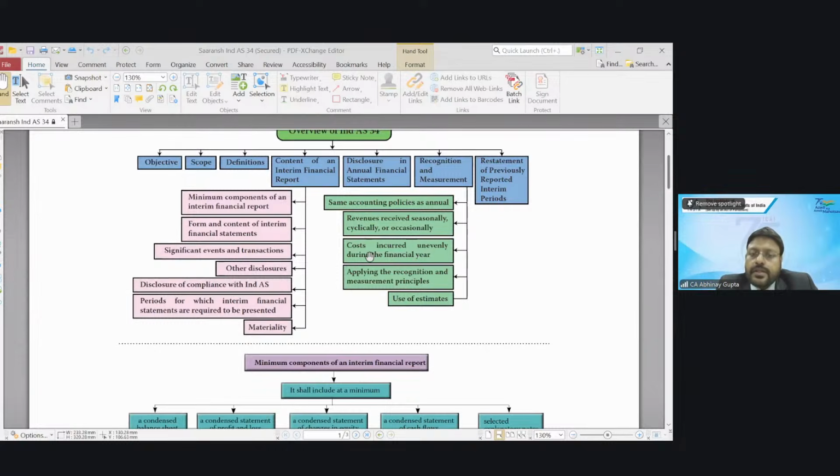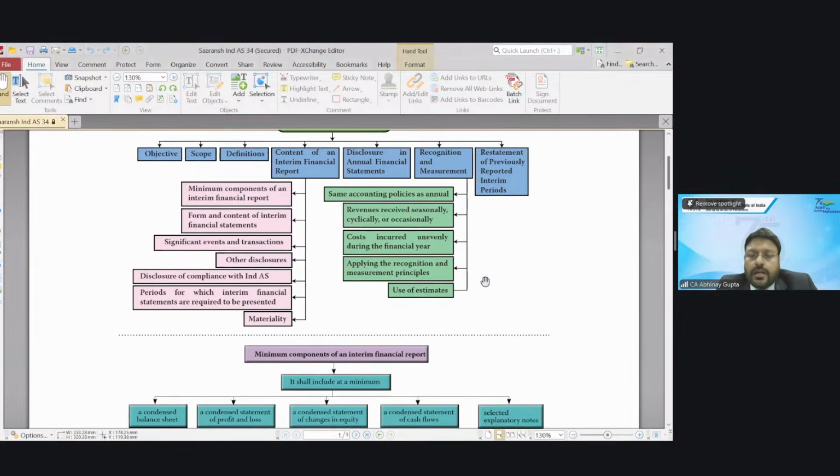Similarly, for costs which are incurred unevenly during the financial year: if the cost is incurred in a particular quarter, that will be recorded in that quarter. Or can we simply allocate that cost over the 4 quarters just to streamline our profitability across the 4 quarters? No. Whatever cost belongs to a particular quarter and is incurred within that quarter has to be recorded within that quarter itself, right? We cannot do any streamlining, right? We cannot make up our profitability, right?